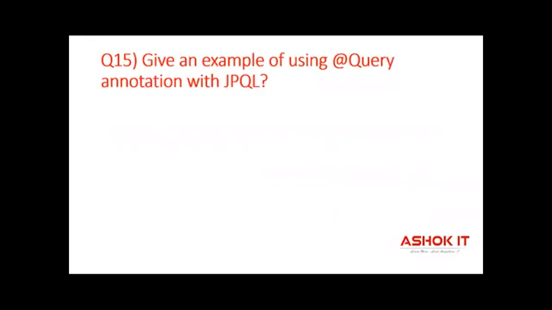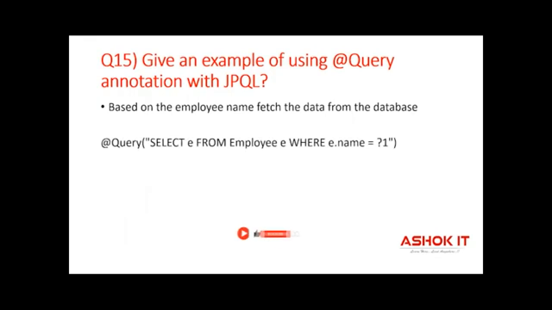Can we give an example of using the @Query annotation with JPQL? Of course, we can see by taking an Employee entity. I'm just mentioning one example here. We have written select E from Employee E where E.name equals ?1. Here you can see E is actually an alias, and ?1 indicates one input. One value comes at runtime, that is called one parameter. You can write ?1, ?2, ?3, like that and so on.